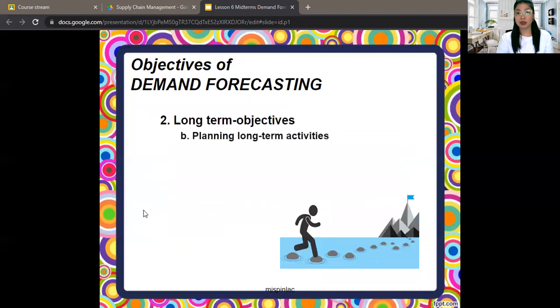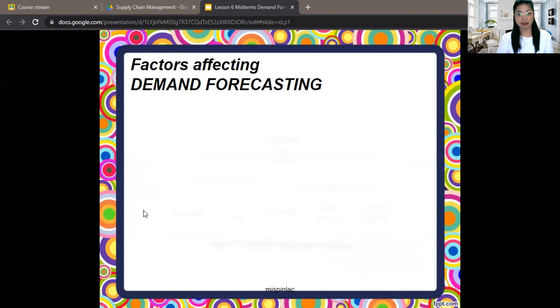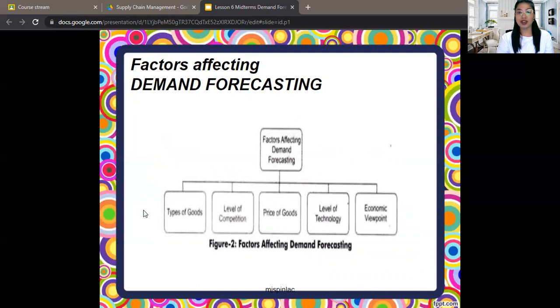Still, for the long-term objectives, we have planning long-term activities. This implies that demand forecasting helps in planning for the long term. We have different factors affecting demand forecasting. First is the types of goods, then the level of competition, then the price of goods, and then the level of technology and the economic viewpoint.